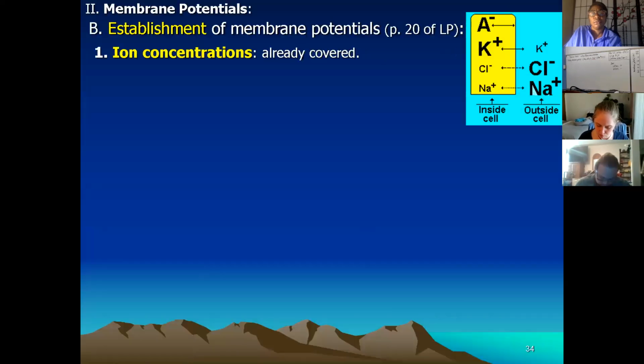And this is also listed on page 20 of your lecture packet. They actually listed it under 7 things, but this makes more sense to me. All right, so we have the ion concentrations. We already covered that. Right here, if you look at this little figure on the top right, it is showing you that one thing that makes a big difference is those organic anions. That's what this A minus is. Those are the proteins. Okay.